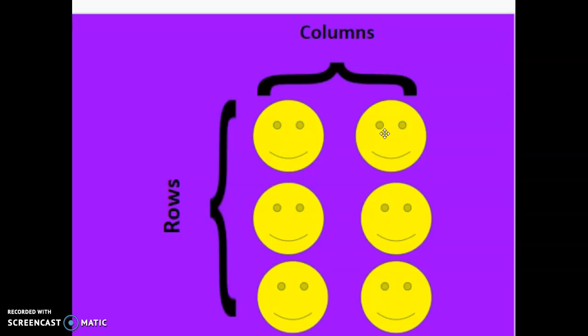So this is just the start of our lessons on arrays, and I'm pretty excited. There's a couple of things that you're going to be doing this week that you're going to be really excited about. So I hope you enjoy these lessons and start thinking about how you can use that to help you with multiplication. Everybody have a great day.